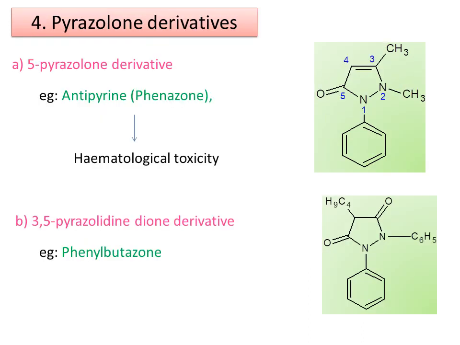And the fourth class of compounds is pyrazolone derivatives. Pyrazolone derivatives are again classified into two classes depending upon the number of ketones. What is pyrazole? This is the structure of pyrazole: pyrrole with another nitrogen at the adjacent position gives pyrazole. In this pyrazole, it possesses a methyl functional group at the second and third position and a ketone at the fifth position. That's why we can name it a 5-pyrazolone derivative.